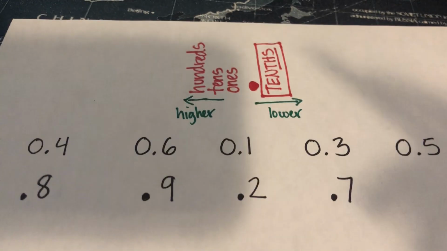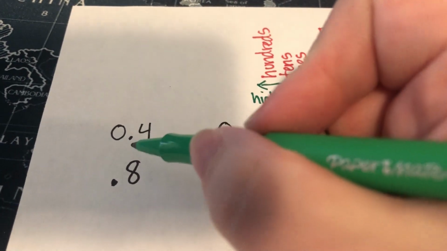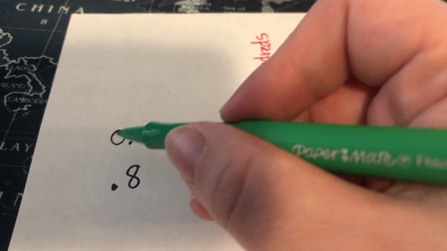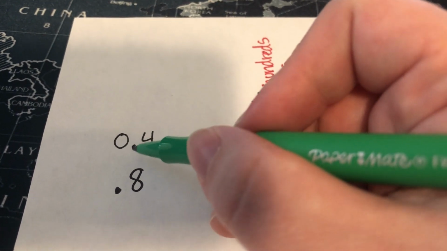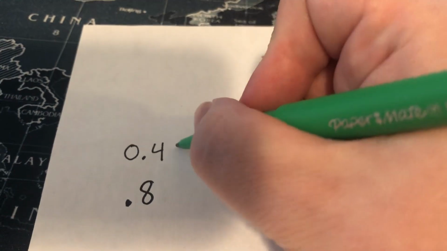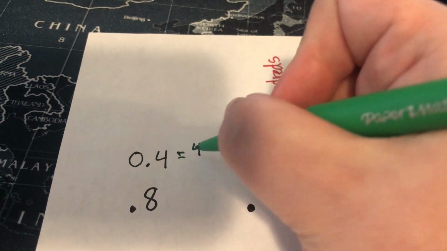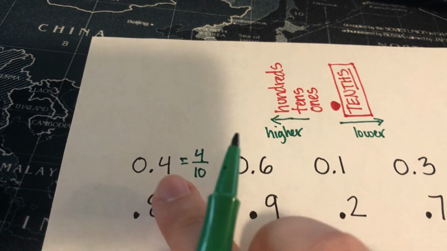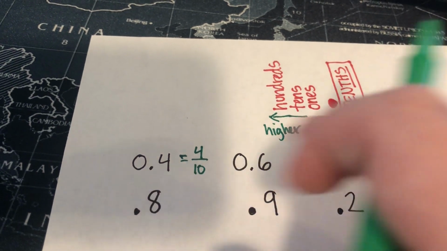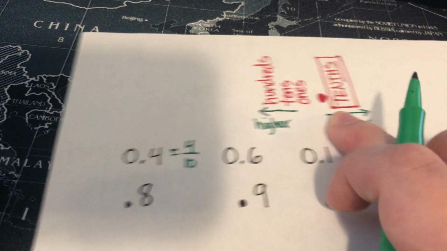Now let me show you some examples here. I have here this number. I have a 0 kind of representing the ones place. I have nothing in the ones. I have my decimal, and I have 4. That is the same thing as 4 tenths. This number right here, 0.4, is 4 tenths because it is in the tenths position.